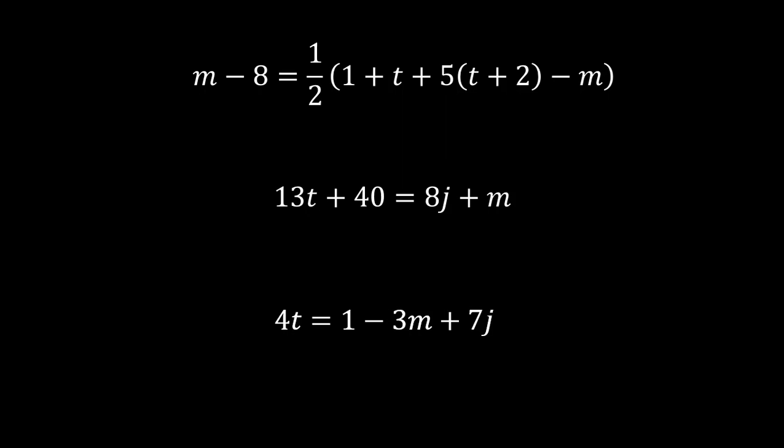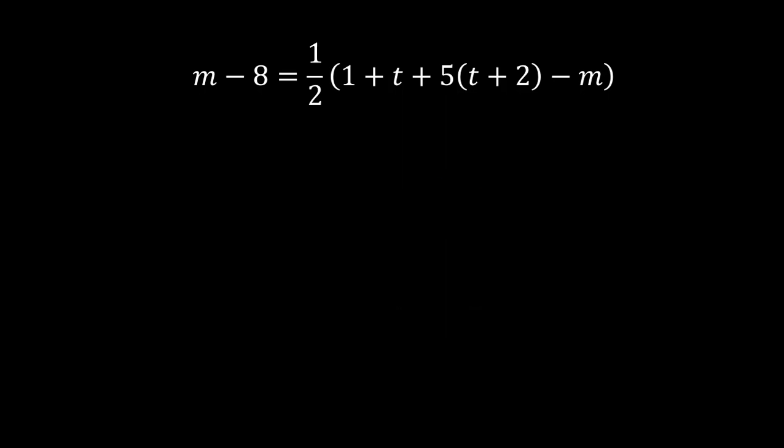And now we have three equations, 1, 2, 3, and three unknowns, which would be t, j, and m. And so we can solve the set of equations for these three unknowns, and we can determine Jane's age, Mary's age, and Tim's age. So let's go ahead and start that process.